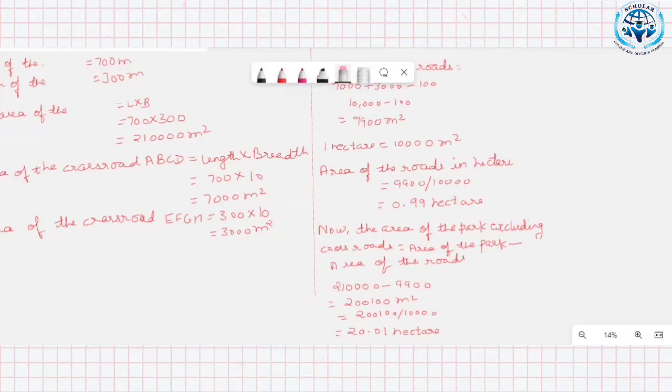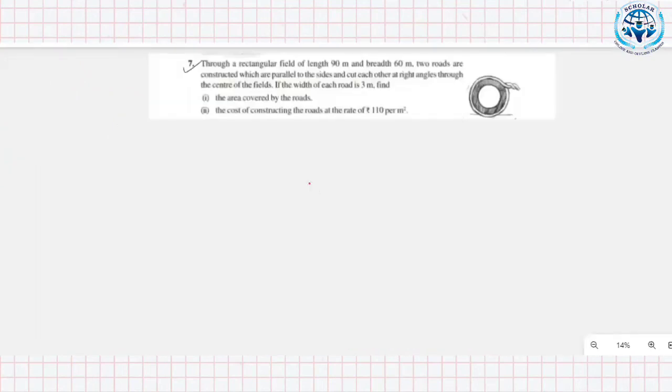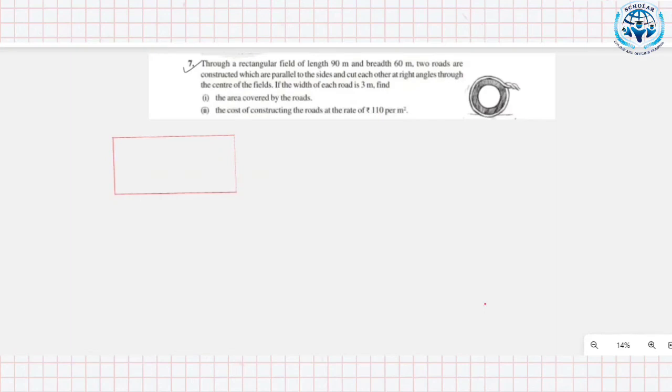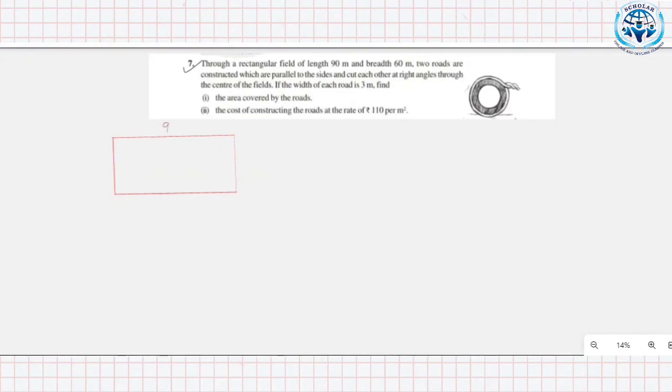Next question. Question number 7. Through a rectangular field of length 90 meter and breadth 60 meter, two roads are constructed which are parallel to the sides and cut each other at right angles through the center of the fields. If the width of each road is 3 meter, find the area covered by the roads.